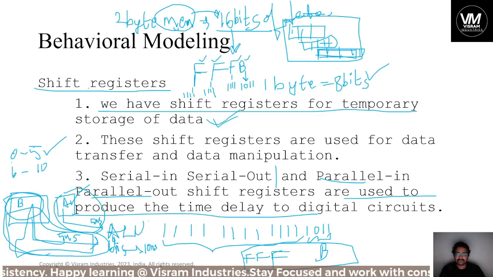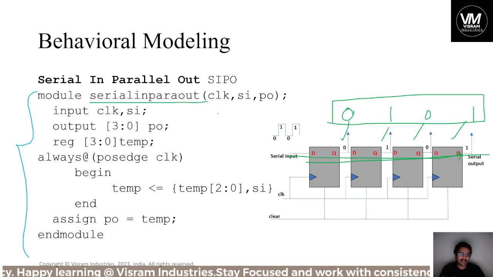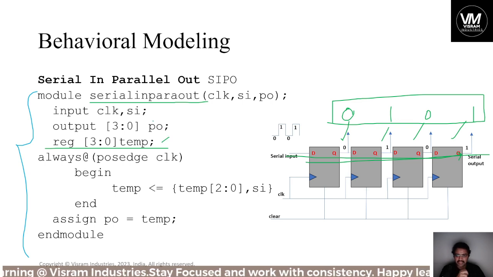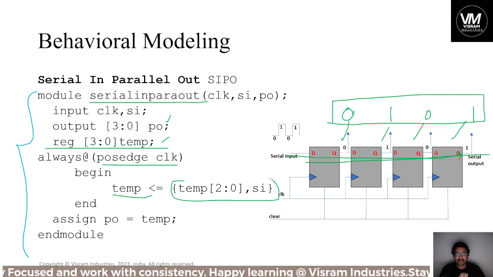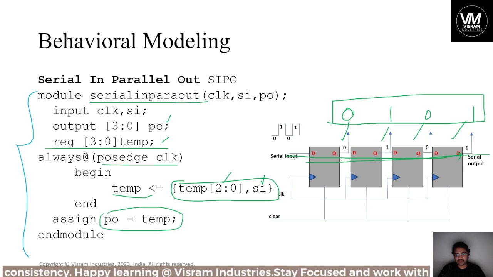So serial in, serial out, and serial in parallel out are done in the same way. We have a temporary register, we have a parallel output, and for every passage of the clock we have the temporary variable getting the data. At the outputs, for every temporary 3-bit and serial input, PO can be taken as data collected from the temporary variable.